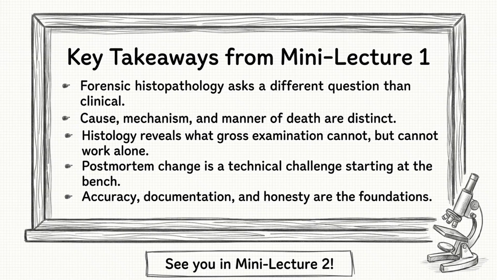Okay, first, forensic histopathology asks how and why a person died, not how to treat them. Second, cause, mechanism, and manner of death must be used with absolute precision. Third, histology reveals what gross examination cannot, but it remains one voice in a larger investigation. Fourth, postmortem change is a technical challenge that begins the moment circulation stops. And fifth, accuracy, documentation, and honesty are the absolute job itself.